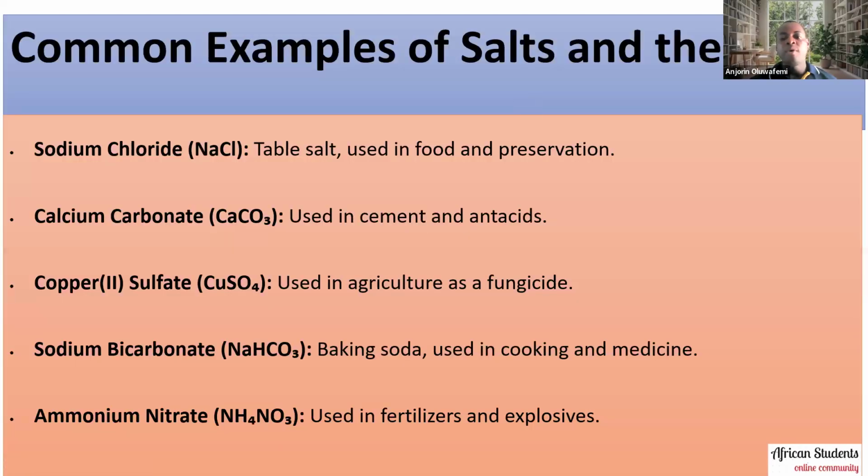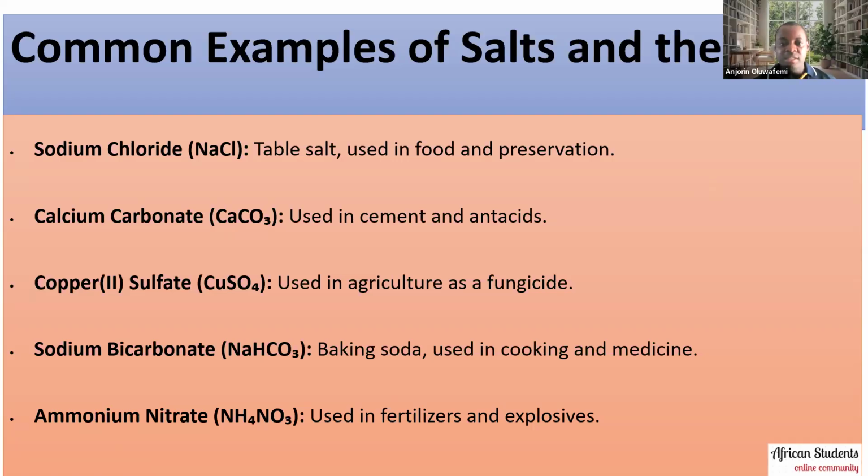Okay. So common examples of salt and their uses is the next thing that we want to look at. Sodium chloride is a very good example. It's called common salt, or table salt, and it is used in food preparation and also for food preservation. You don't want your food to go bad. One of the ways that we can do this is by the salting method.